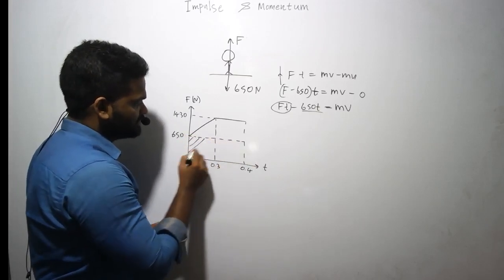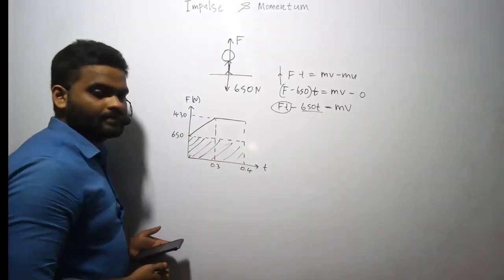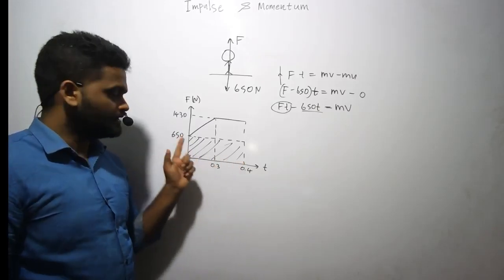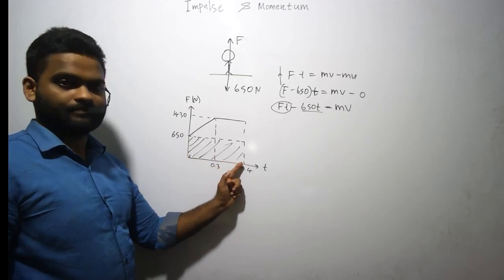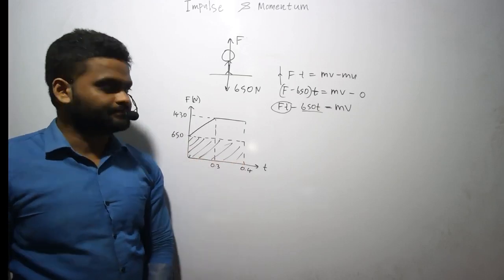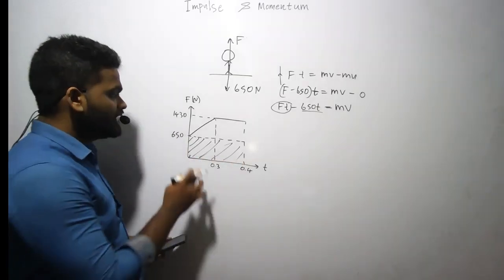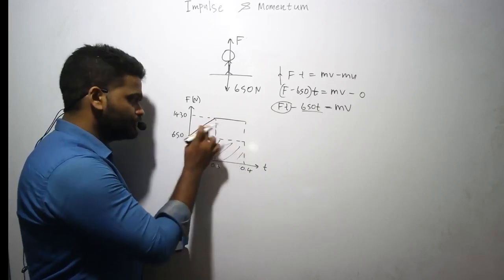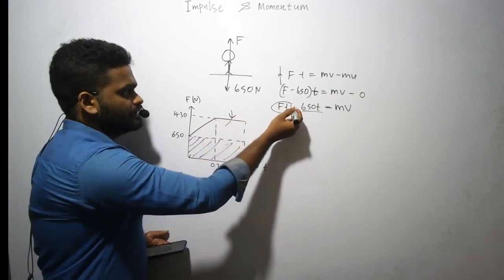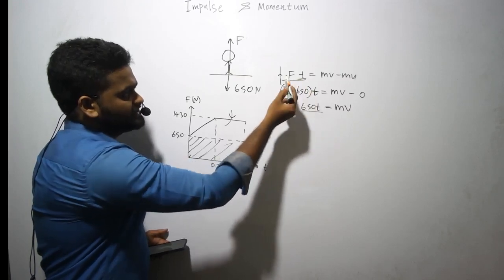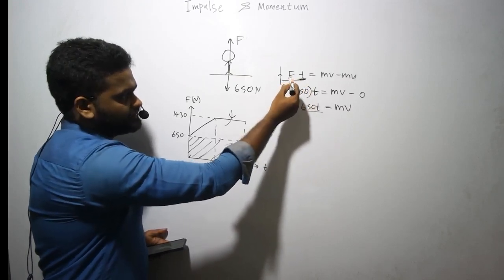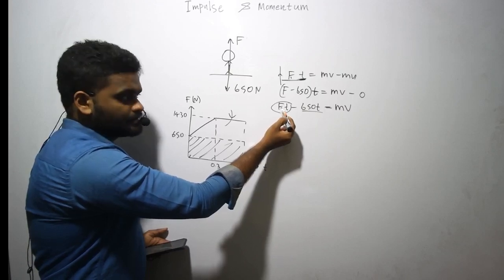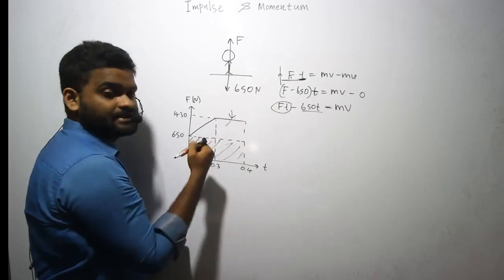So what is 650 times T? Isn't that this area? This is 650 and T is the given time, right? 650 times T. So from the whole area, if you subtract this area, you get the impulse. Impulse means this Ft. Here F and here F are two different things, even though I use the same symbol, because the question says it like that.